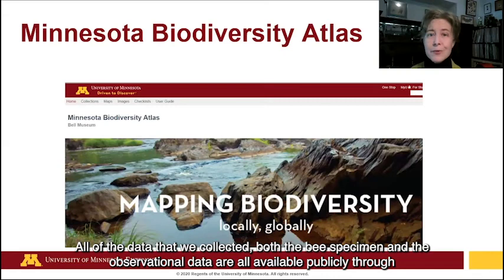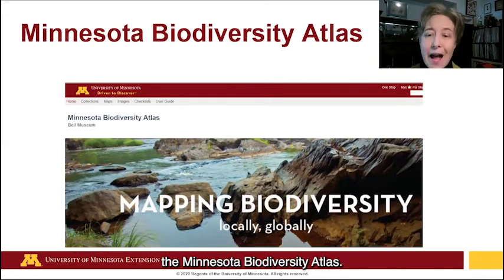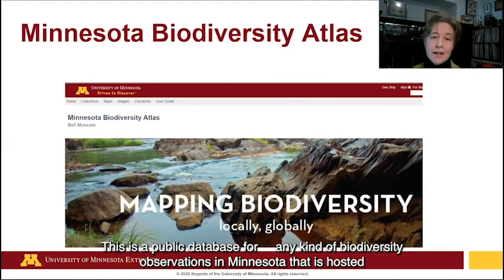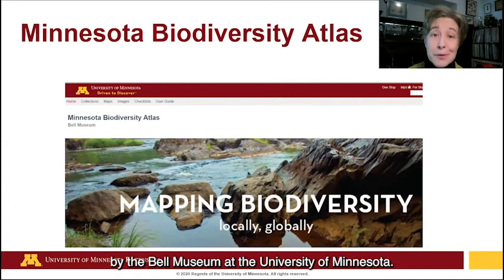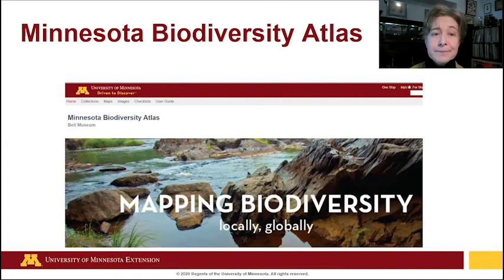All of the data that we collected, both the bee specimen and the observational data, are all available publicly through the Minnesota Biodiversity Atlas. This is a public database for any kind of biodiversity observations in Minnesota that is hosted by the Bell Museum at the University of Minnesota.